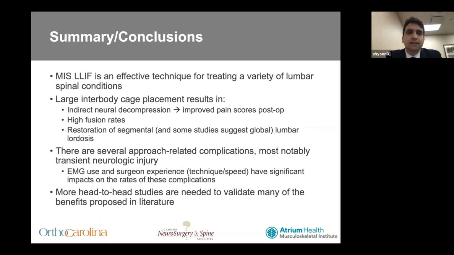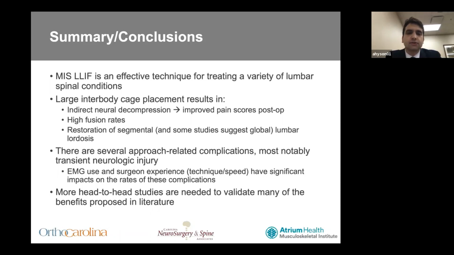In summary, MIS L-LIF can be an effective technique for treating a variety of lumbar spinal conditions. Large interbody cage placement results in indirect neural decompression, improved pain scores post-op, and high fusion rates. Restoration of segmental, and in some studies, global lumbar lordosis is a benefit of this large cage.